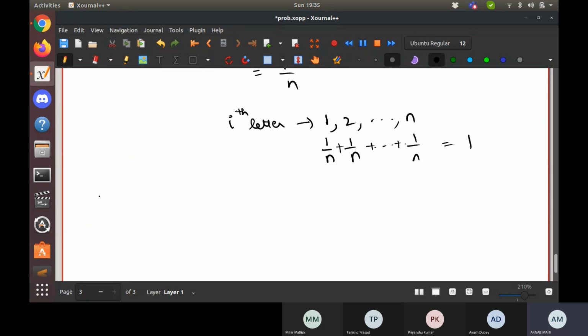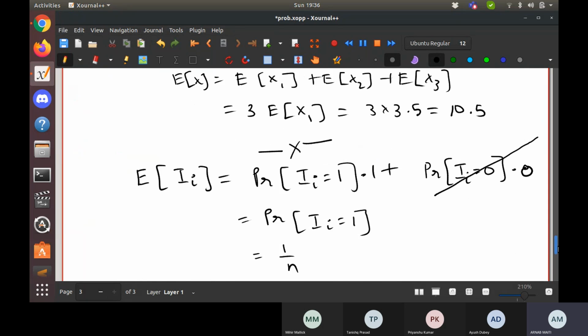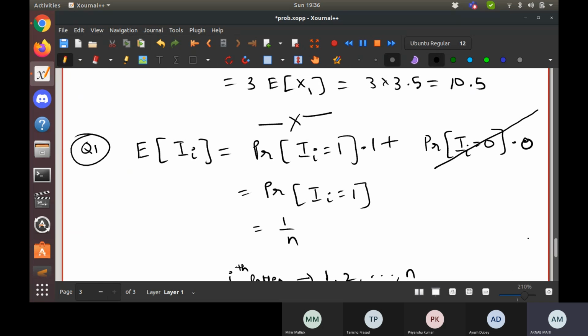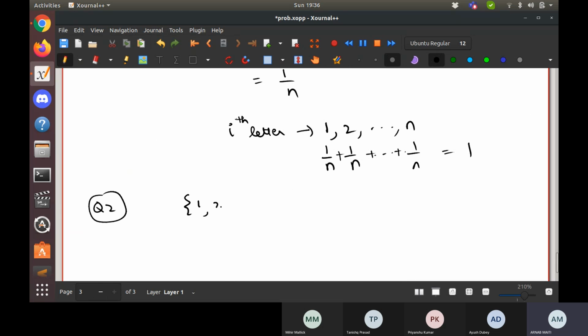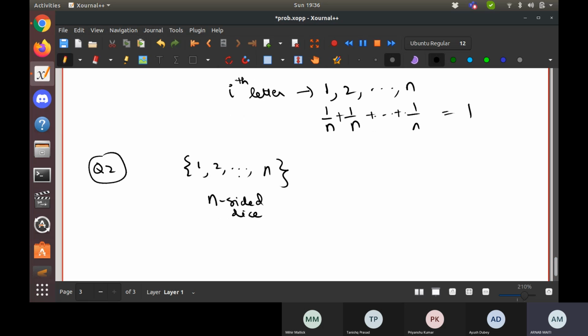So for example, you have the set 1, 2, 3 up to n. Another way of phrasing it is, say you have an n-sided dice, and the chance of getting every number is equal. The probability of getting 1 as an outcome is 1 by n, the probability of getting 2 as an outcome is 1 by n, and so on.